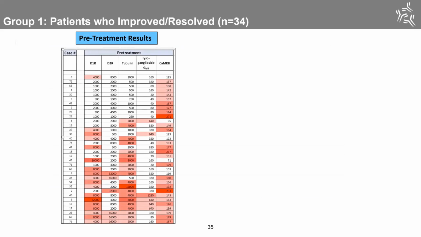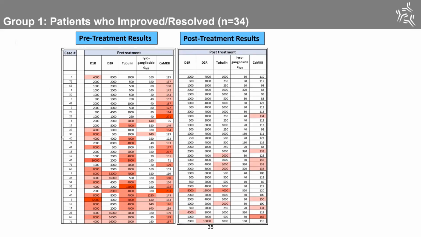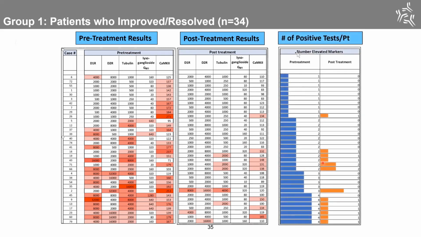So when we looked at the patients who improved and resolved, prior to any treatment, this was their Cunningham panel results: D1, D2, Tubulin, Lysoganglioside, calmodulin, CaMKII. All of them had one or more targets positive, which we kind of would expect. In those patients who were treated by some means, and we'll talk briefly about that, those that improved, you can see a dramatic reduction in the number of positive tests and the frequency of positives. So some have completely resolved, some have improved dramatically, but all of them at least improved.